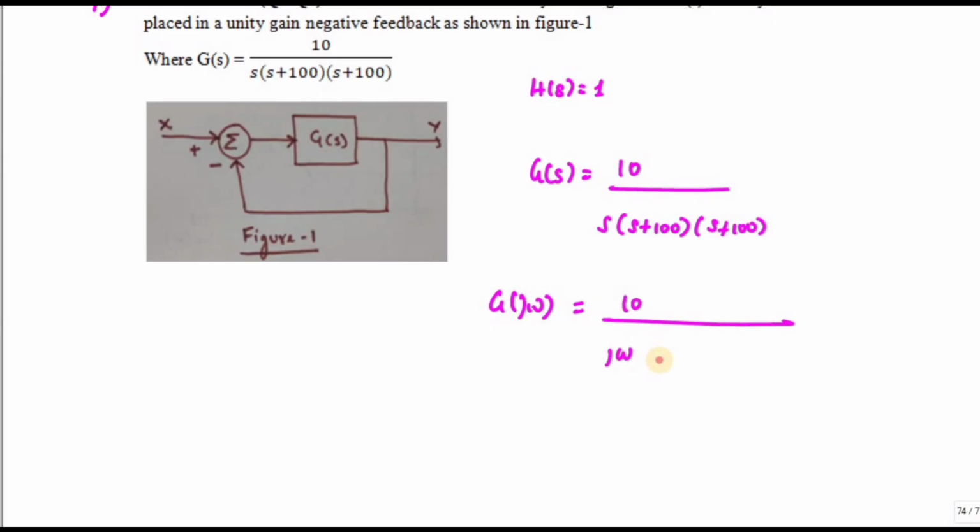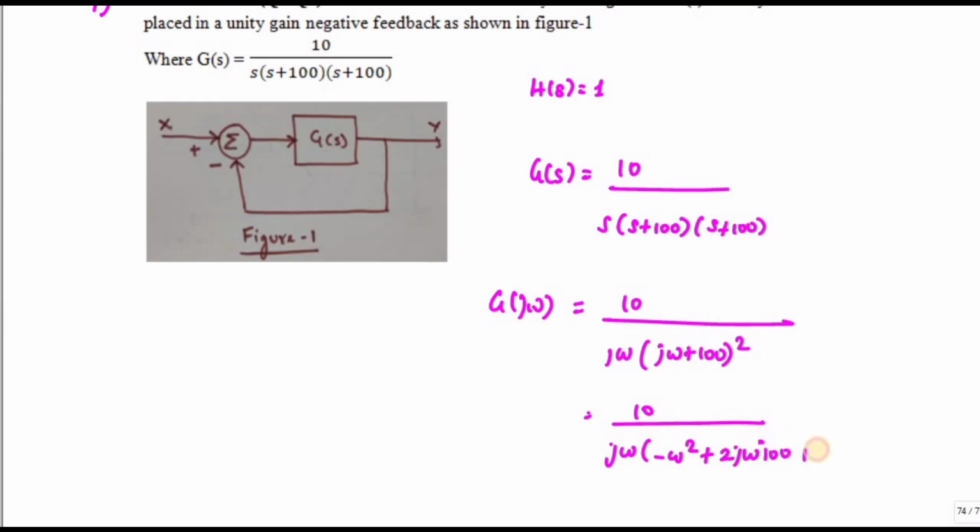You have to substitute j omega. So if you substitute j omega, you will get the answer like this, and you have to take the modulus. So once you take the modulus, you will get omega into omega square plus 100, because if I take the root of omega square plus 100 the whole square, I will get the answer like this only.